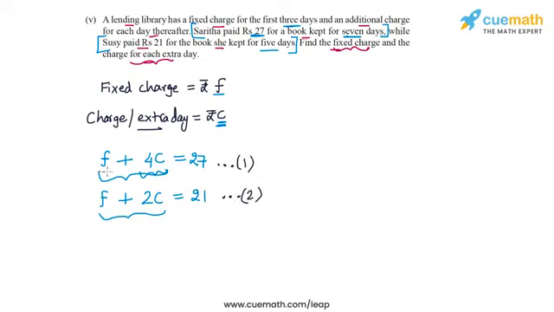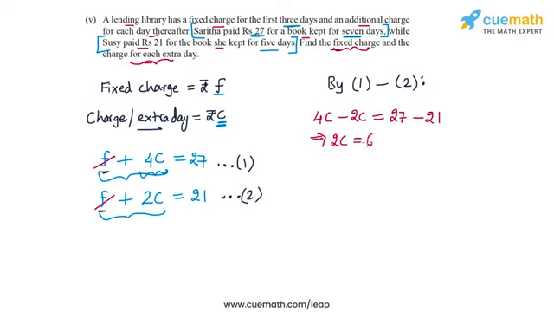Now we see that the coefficient of F in both the equations are the same. So all we need to do is subtract the second equation from the first. So we can do 1 minus 2. And what will that give us? On the left side, the F and F terms will cancel out, and we'll have 4C minus 2C on the left side. And on the right side, we will have 27 minus 21. So this gives us 2C is equal to 6, or C is equal to 3. So the charge per extra day is 3.